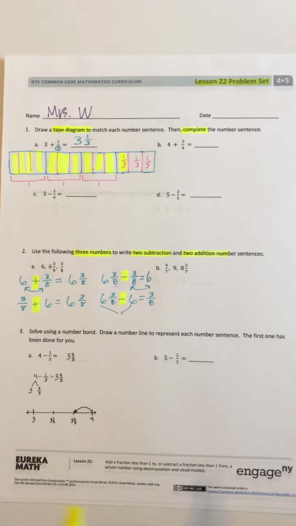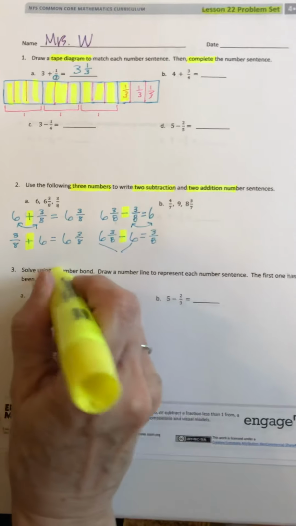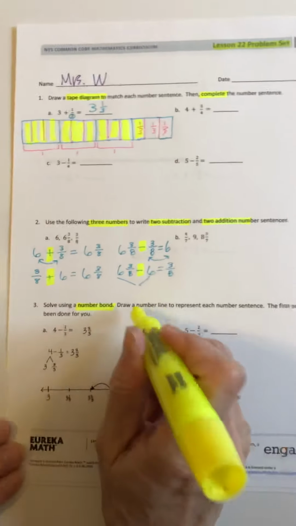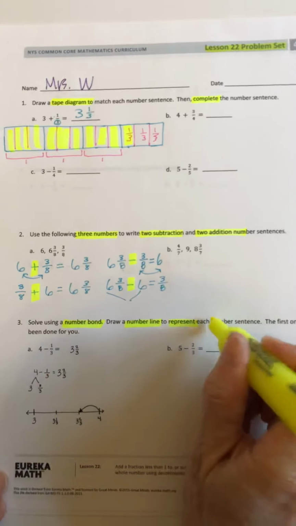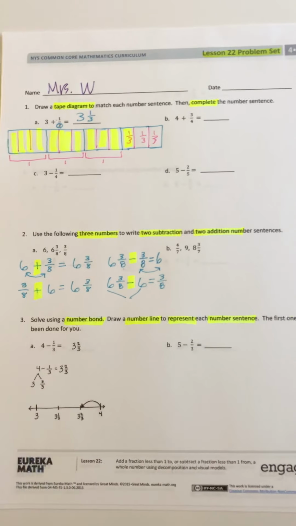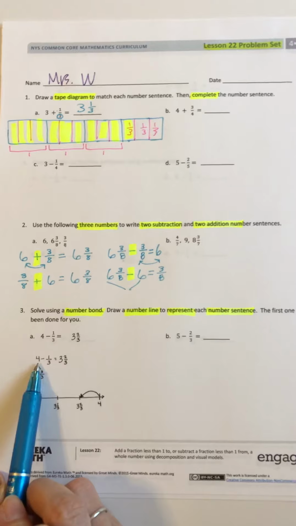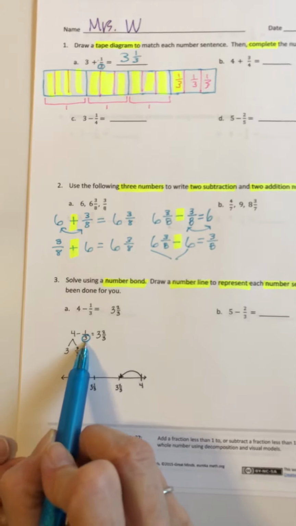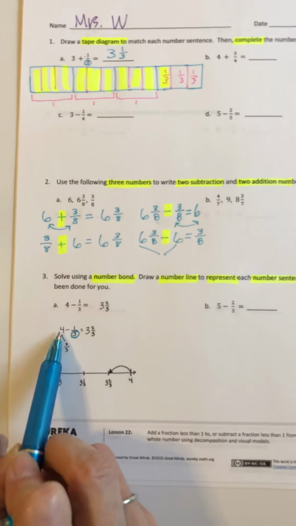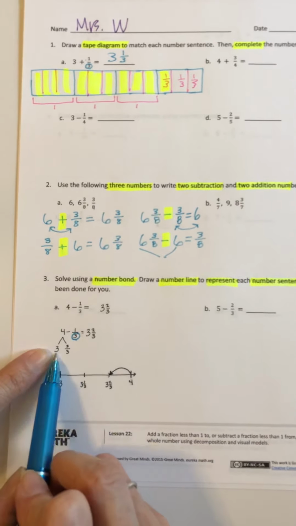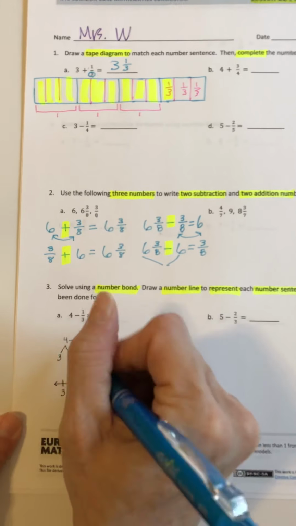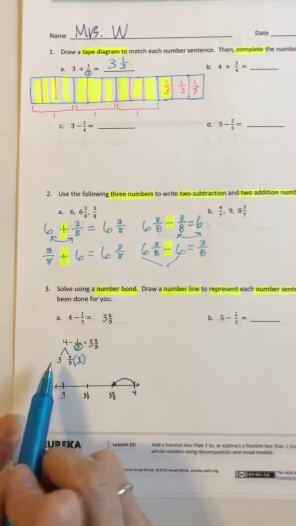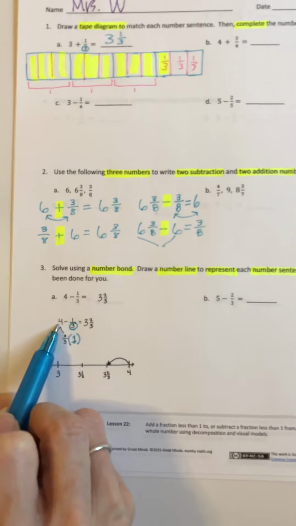For number 3, solve using a number bond. You always want to show your number bond, and then they want you to draw a number line to represent your number sentence. This first one has been done for us. They've taken your 4 wholes, and because you always need to define your unit fraction, which is thirds, they want you to break down your 4 wholes into 3, and the extra 1 to make 4 comes from 3/3. So this is essentially 3 plus 1 equals your 4 wholes.